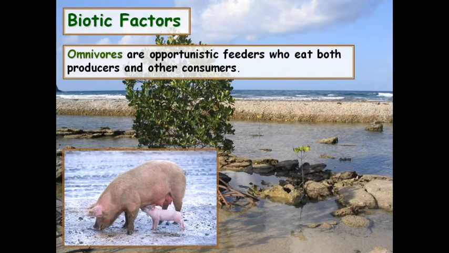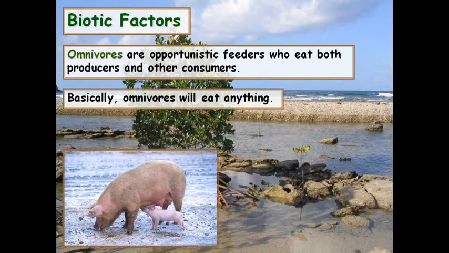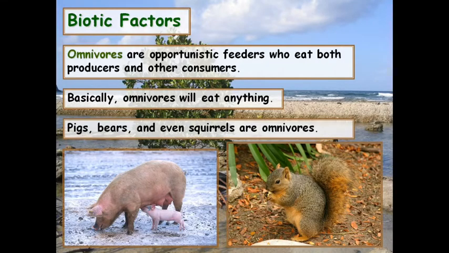Next up, omnivores. They eat both. They eat whatever's there. They'll eat a plant, they'll eat an animal. They don't care. They just want food. Pigs, bears, squirrels, all omnivores.